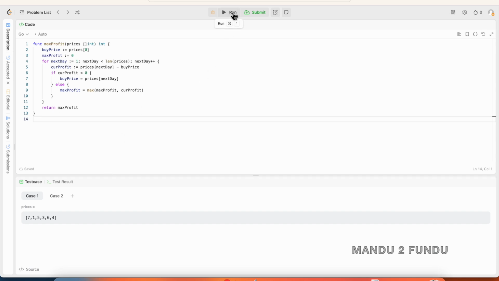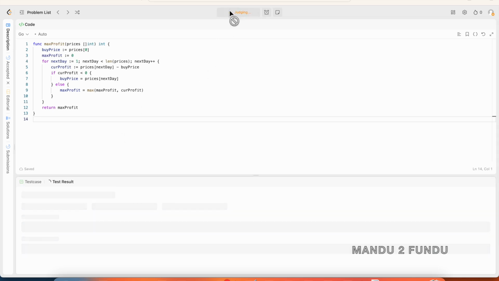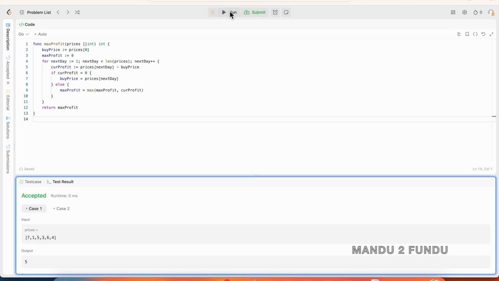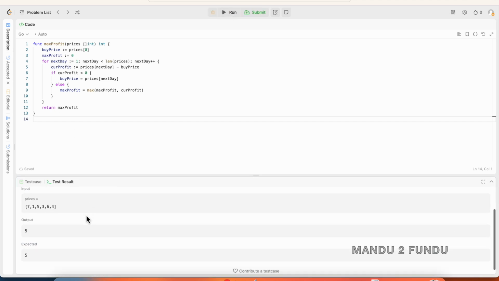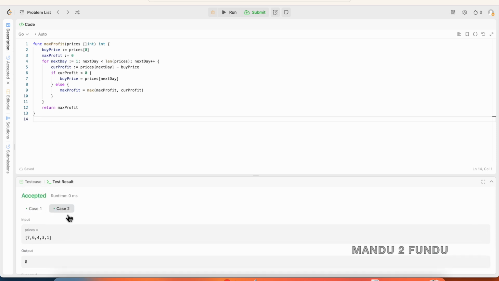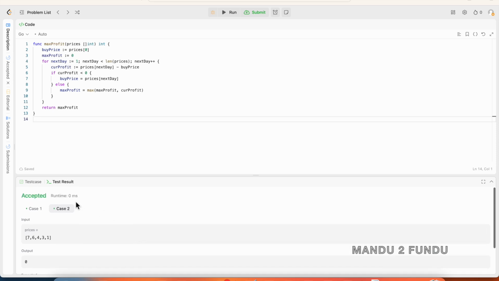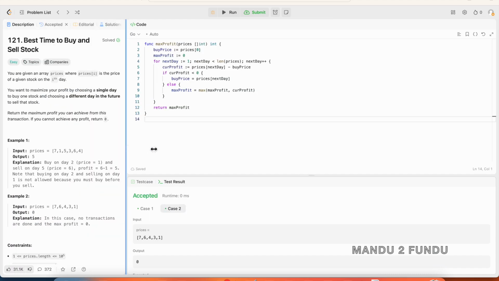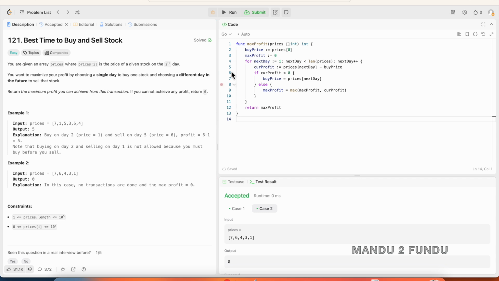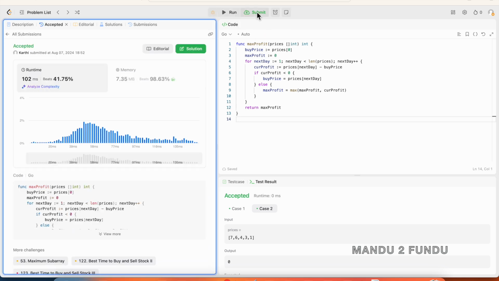Now I am going to run this program. Okay, it's accepted. Case 2 is also accepted. Now I am going to submit this program. Okay, cool.